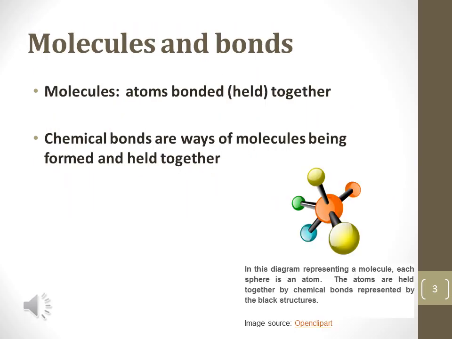Atoms can come together in different combinations and arrangements to form molecules. There are three different types of chemical bonds that hold atoms together.